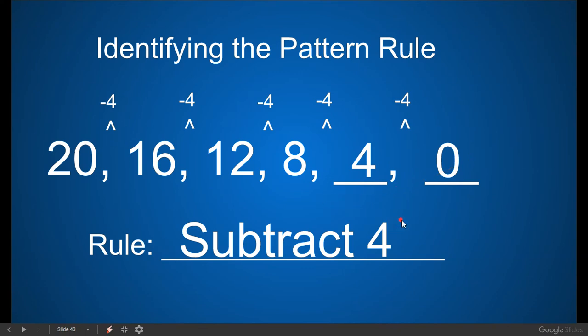So once again, a pattern is when something repeats. To figure out that pattern, make sure you put your carets in there, and your caret will show what happens from one number to the next number. And if there's a rule in your pattern, that will be the same for every single one. And then to figure out your missing numbers, you just apply the rule to that pattern.